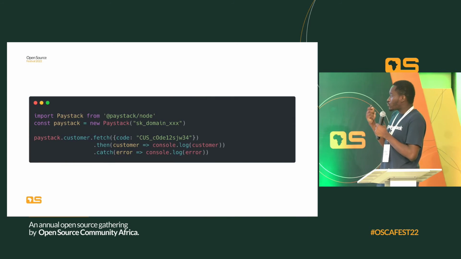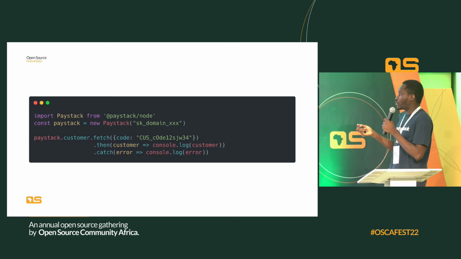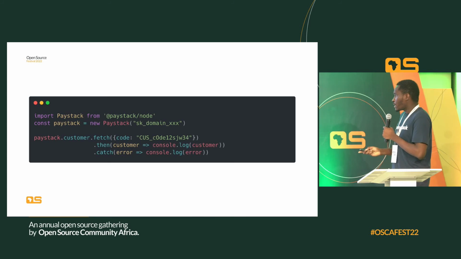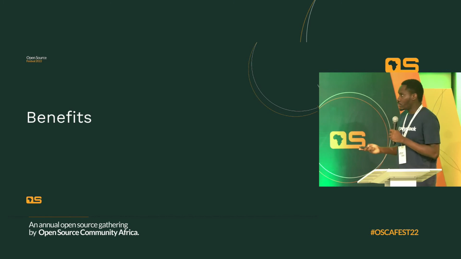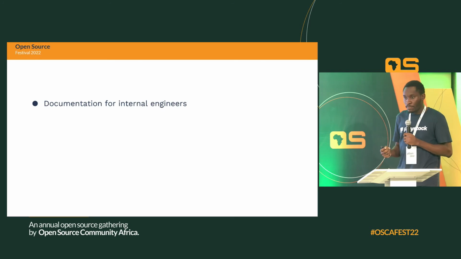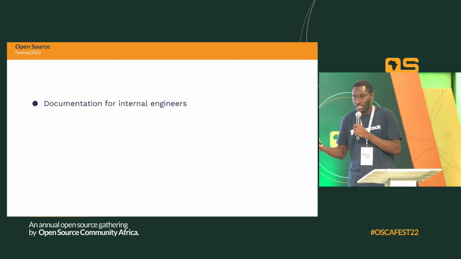Once we deployed the application, this is what implementation and usage look like. All we have to do is import the library, add our secret key, and with a few lines of code, we're able to already fetch our customer. So what does this mean to you? You're trying to build client libraries for your developers.